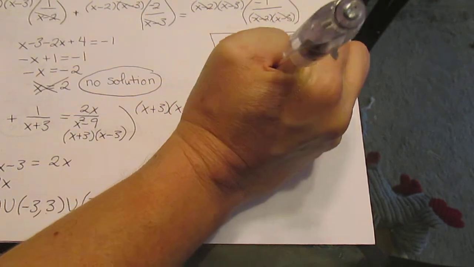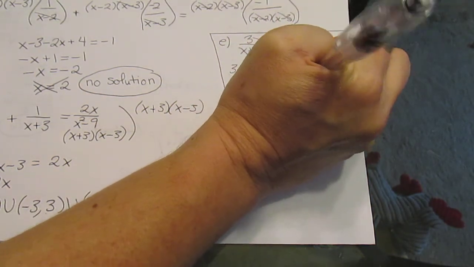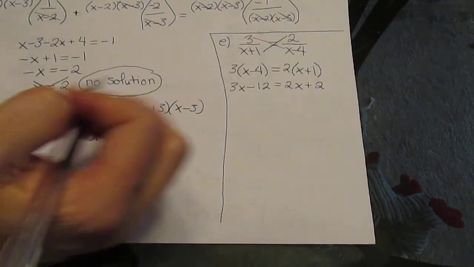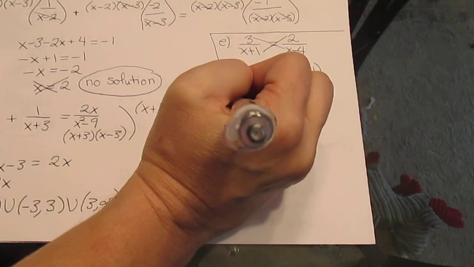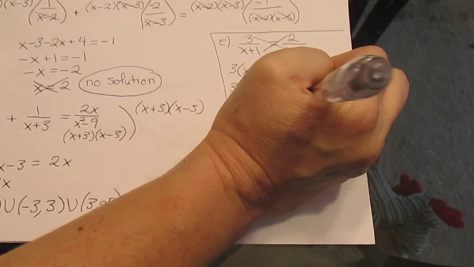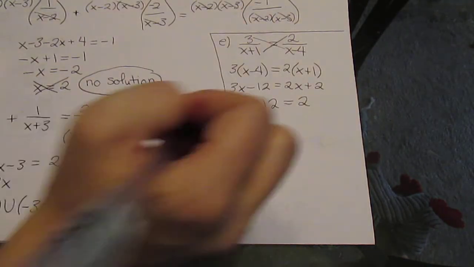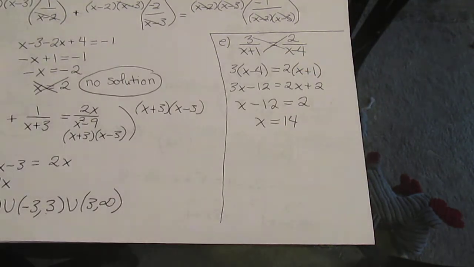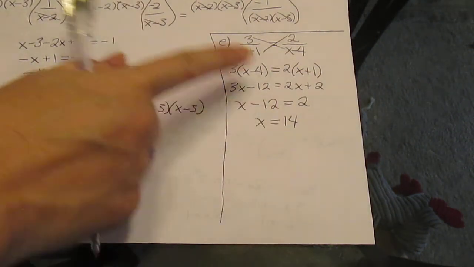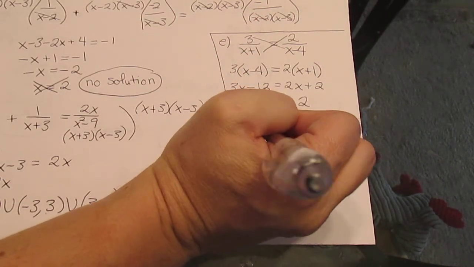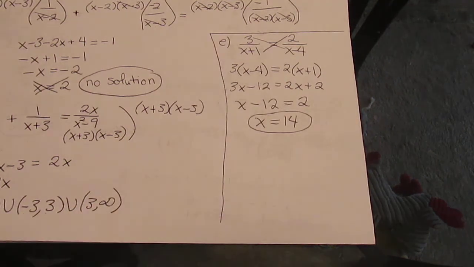3x minus 12 equals 2x plus 2. And we've got a linear equation, so let's get the x's on the same side. Subtract 2x. Add 12. And we're finished. 14 doesn't make either of the denominators 0, so we can keep it. We'll finish 3.4 in the next video.